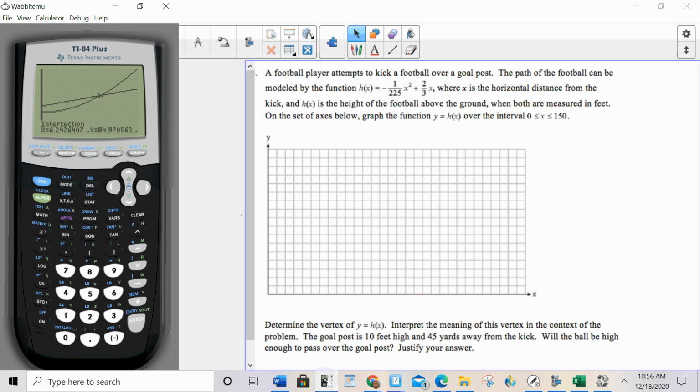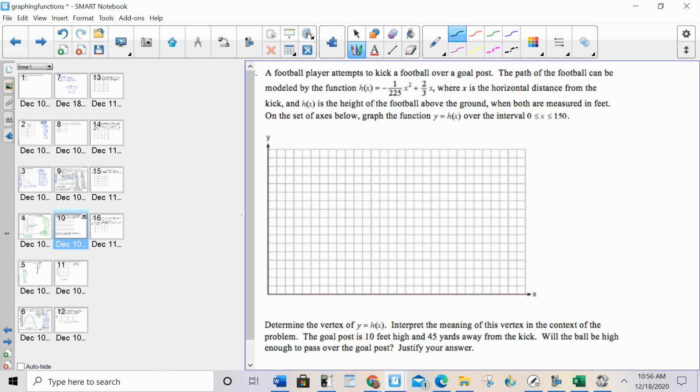It's giving you an equation. So listen, if they want us to graph an equation, we just type it into the calculator and we graph it. Negative alpha y equals enter. 1 over 225 x squared plus alpha y equals enter 2/3 x.